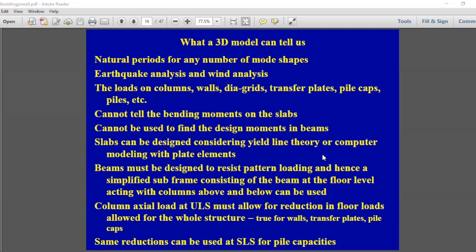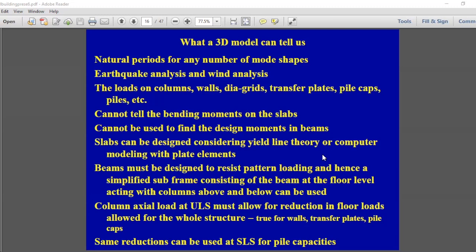At the same time, if you want, you can model the slab using shell elements and get reasonable answers. But you have to ensure that you have allowed for cracked sections. So the cracking of the section has been allowed. When it comes to beams, they must be designed to resist the pattern loading, so you will go for a subframe analysis as I have shown today.